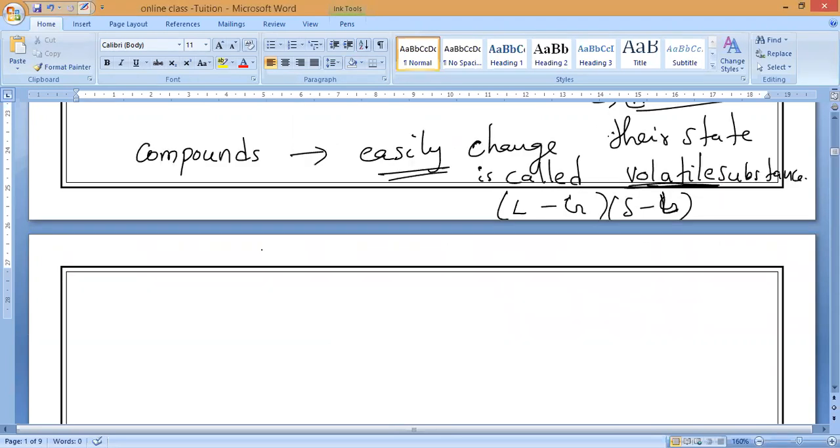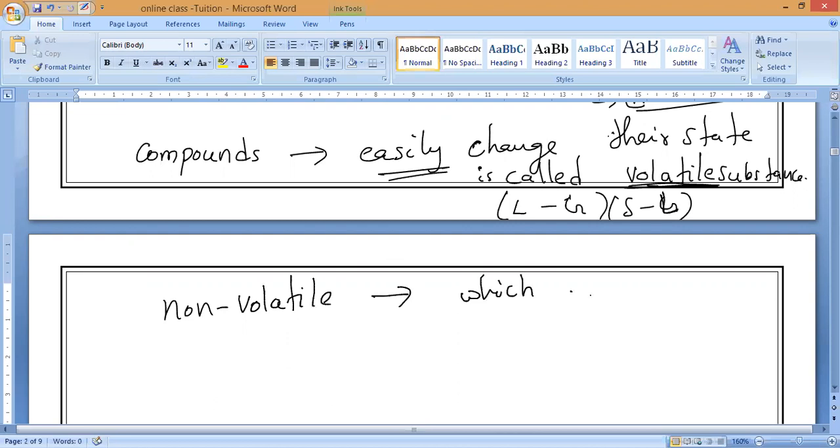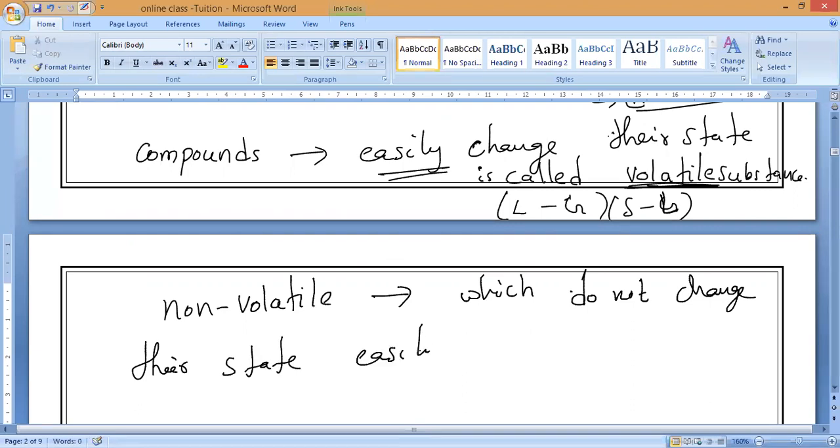So what do you mean by non-volatile? The substances which do not change their state easily. Do you understand, Karthikeyan?